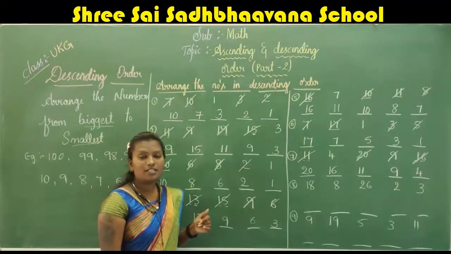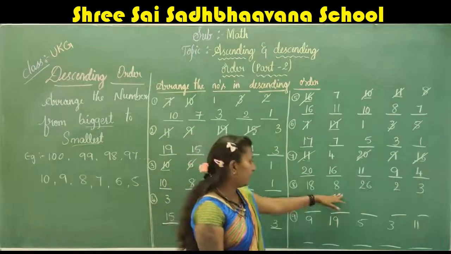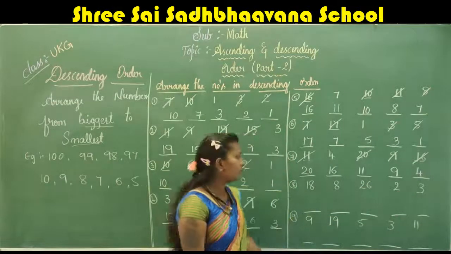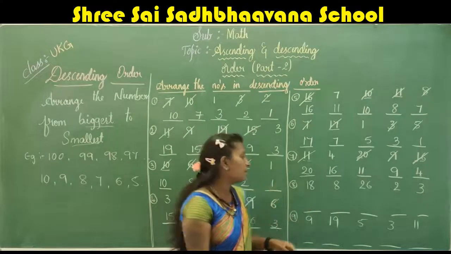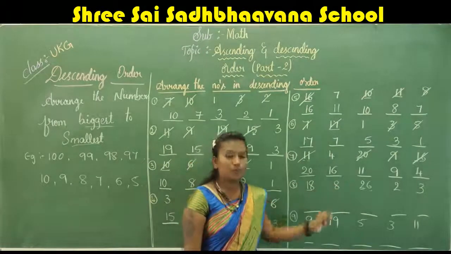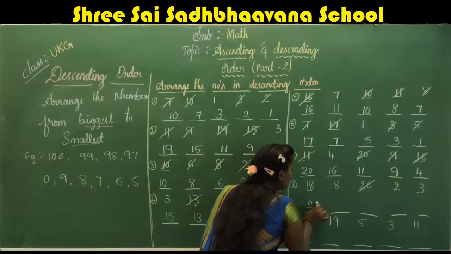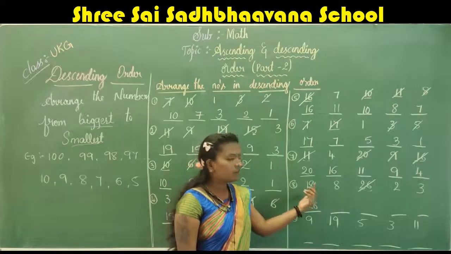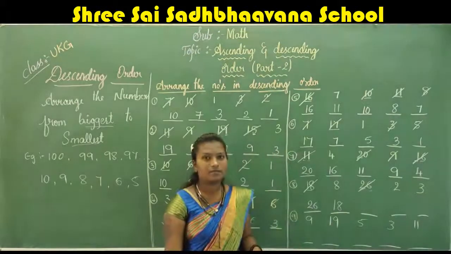Okay, so did you all understand? Yes. Now we'll go for the next one: 18, 8, 26, 2, 3. So children, first we have to observe the 2-digit numbers. Number 18, number 26. Here number 1, there number 2, and 2 is bigger than 1. So 26 is the biggest number. The number 26 we write in the first place. Next, the only other 2-digit number is 18, so that is the biggest number, and we write it in the second place.